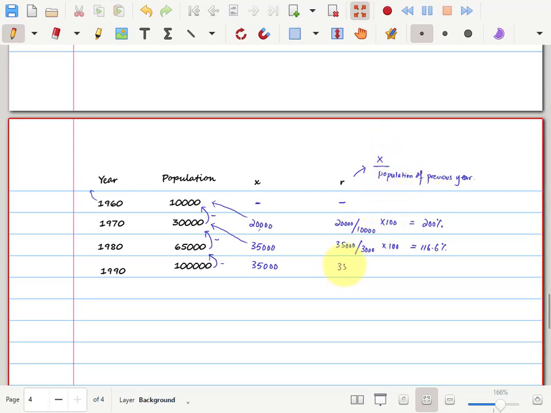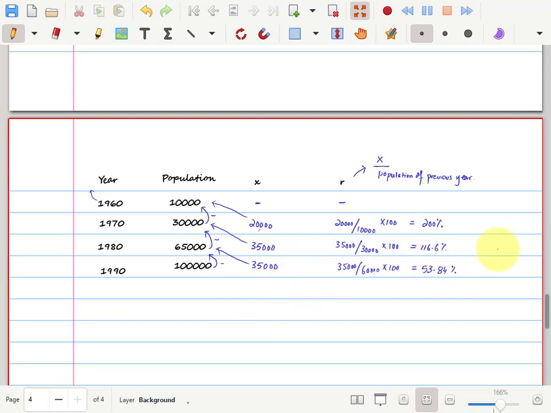For the last x divided by population of previous year, x here is 35,000 divided by population of previous year, which is 60,000. Multiply by 100. You will get the answer 53.84%. So these are the values of R.